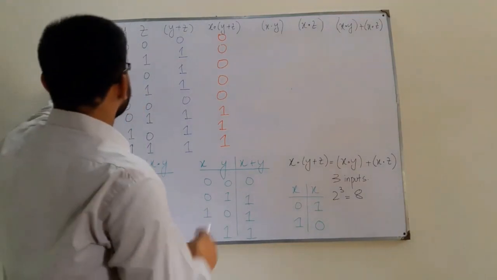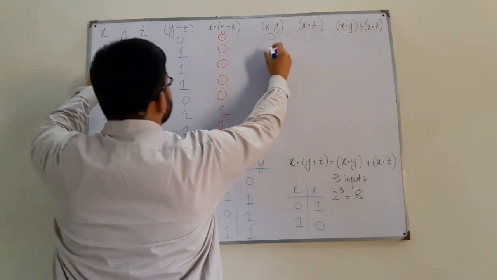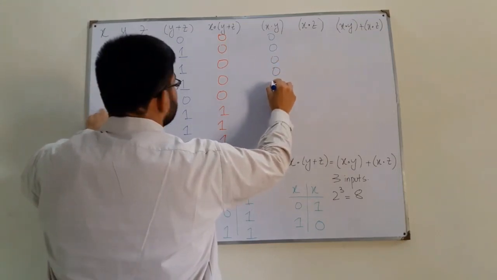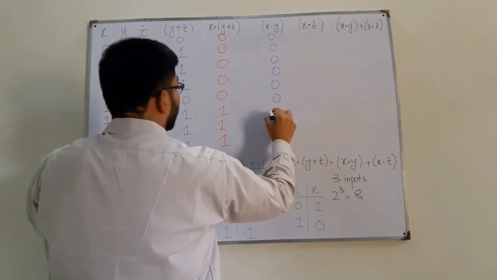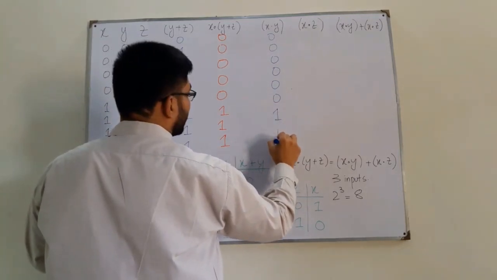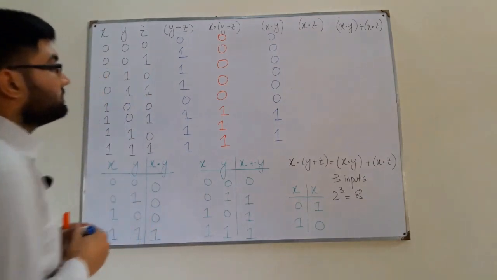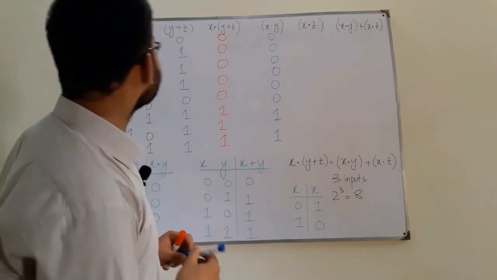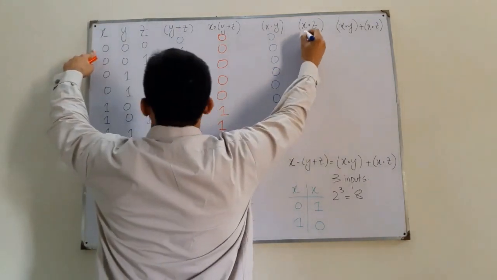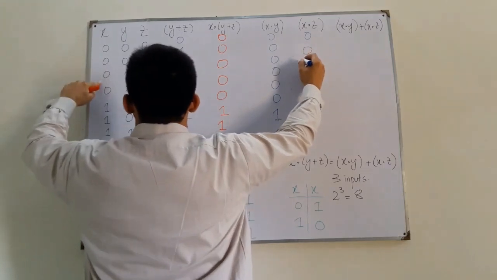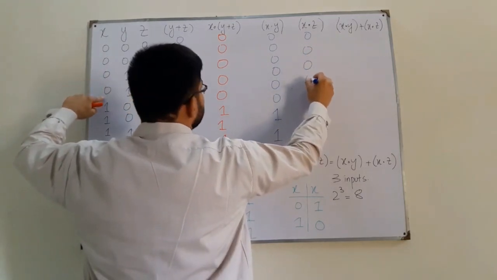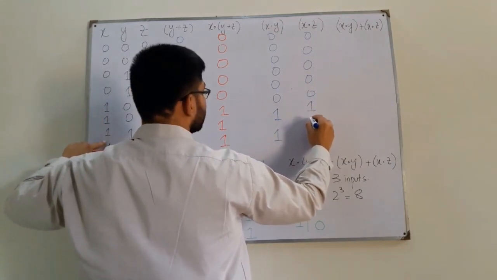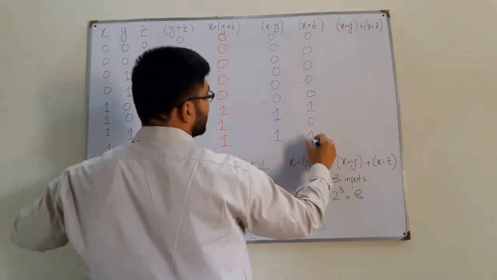Now, to the right hand side, X ANDed with Y. X and Y, okay, this is the AND operation. 0, 0 is 0. 0, 0 is again 0. 0, 1 is again 0. 0, 1, 0. 1, 0 is 0. 1, 0 is again 0. 1, 1 is 1. And the next final 1, 1 is 1. Okay. X ANDed with Z. 0, 0 is 0, 0, 1, 0, 0, 0 is again 0, 0, 1 is again 0, 1, 0 is 0, 1, 1 is 1, 1, 0 is again 0, and 1, 1 is again 1.